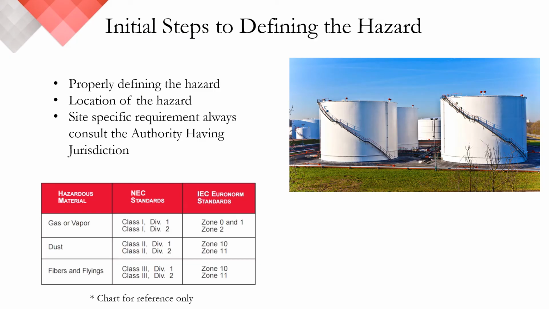So the best place to start is defining the hazard. Defining a classification is based on the type of hazardous material involved. As shown in the snapshot of NEC and IEC standards, gas and vapor are the highest risk, and typically the classification defining tanks and tank farms.